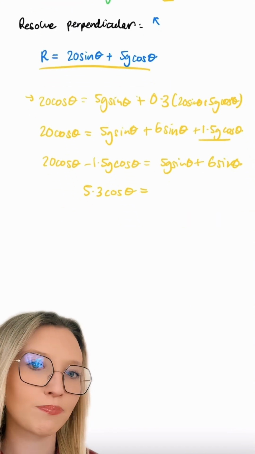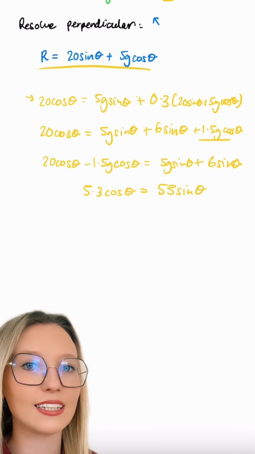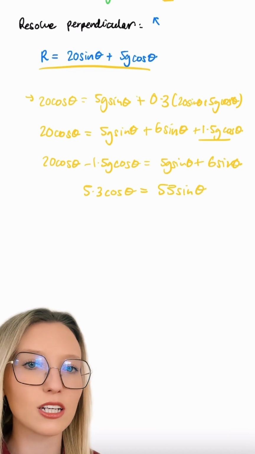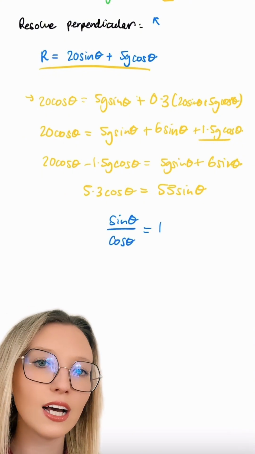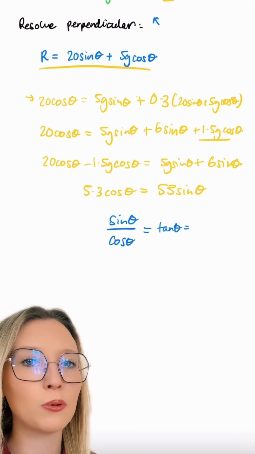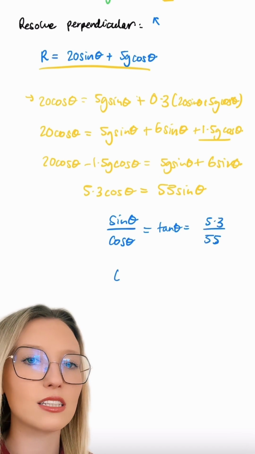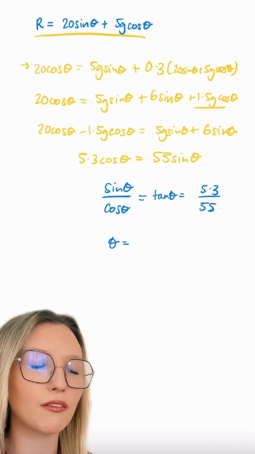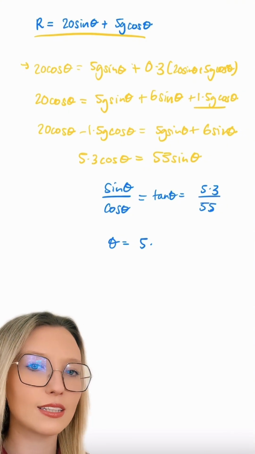on the other side. Now we know if we go ahead and divide through by cos and by 55, we're going to end up with sine theta over cos theta, which we know is just tan theta, and that's going to equal 5.3 over 55. So if you take the tan inverse of this, we're going to get a theta value equal to 5.5 degrees to 1 decimal place.